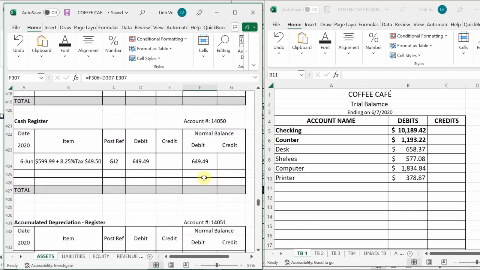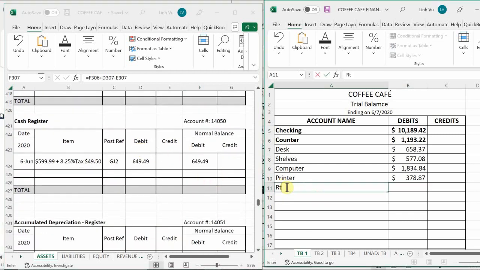Next I have is my cash register. So in this case, I'll just put register. Okay. For $649.49.